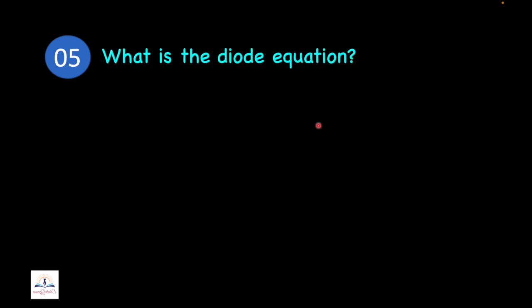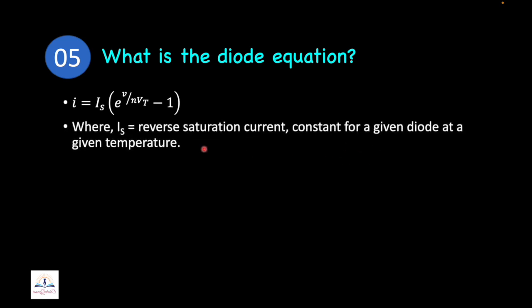What is the diode equation? So the diode equation is given by this. Here IS is the reverse saturation current, also called scale current. It is a constant for a given diode at a given temperature. This reverse saturation current directly depends on the temperature. Here in this equation, V is the diode voltage and n is a constant. Its value ranges from 1 to 2.